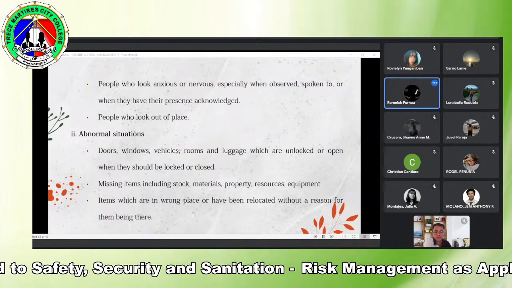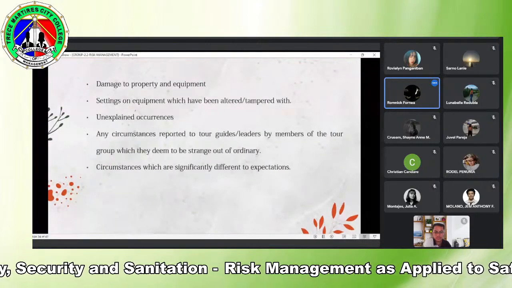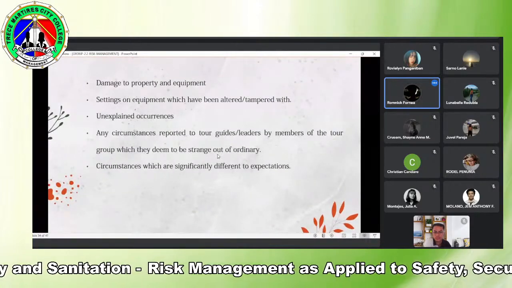Next slide po. Balik pala, mali pala. Mayroon pang isa.